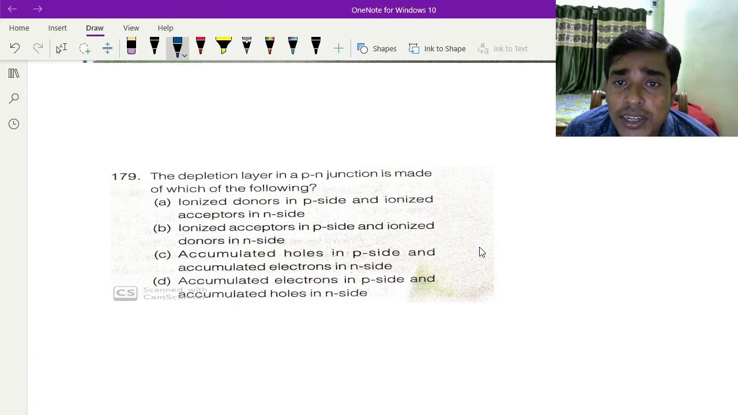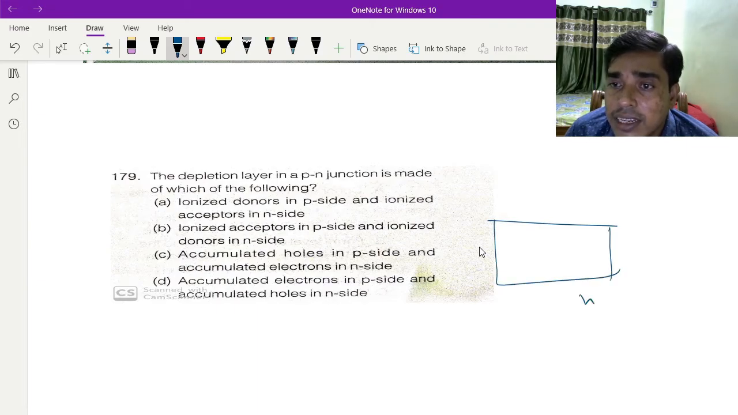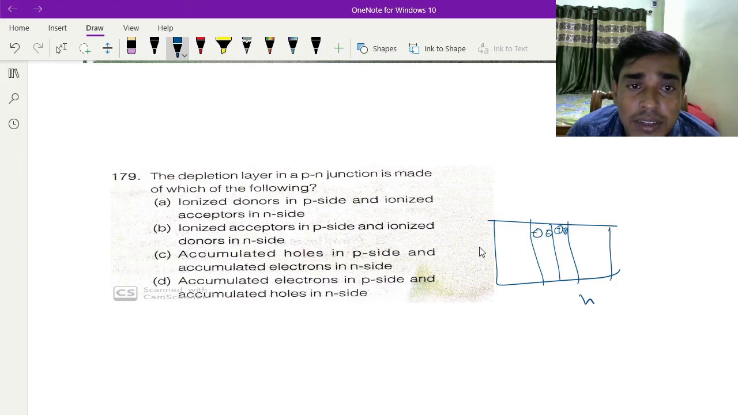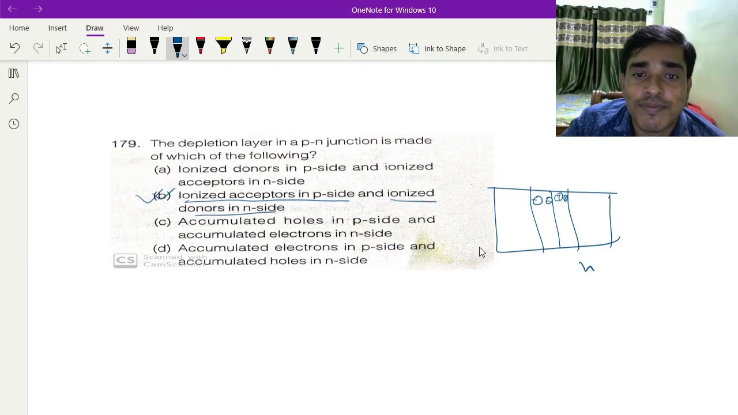Next, the depletion layer of a PN junction is made of which of the following? Ionized donor on the N side and ionized acceptor on the P side. I have stated that the N side has donor ions and the P side has acceptor ions. Okay, so here you see, ionized acceptor on the P side and ionized donor on the N side. So this will be the answer.